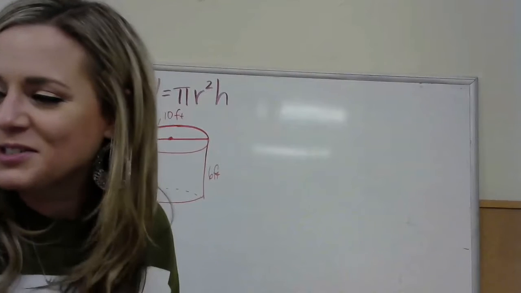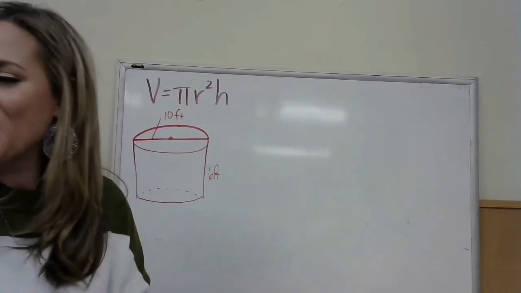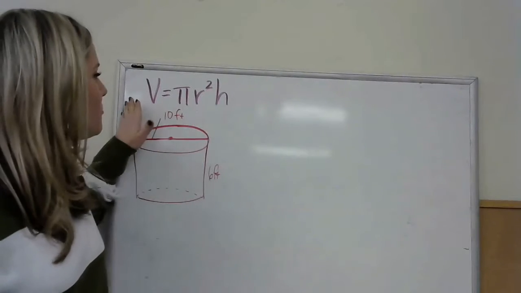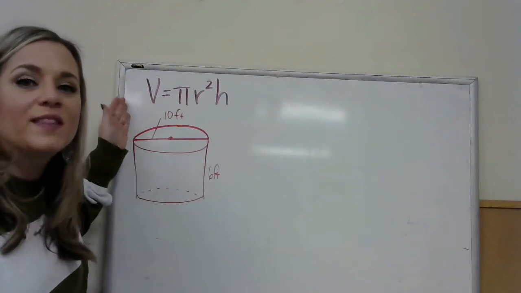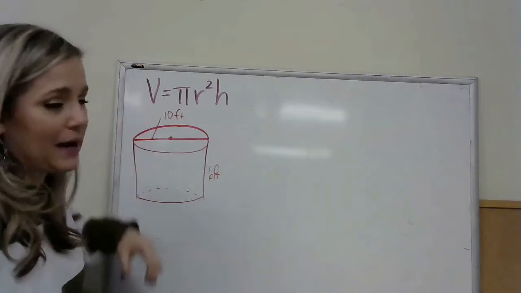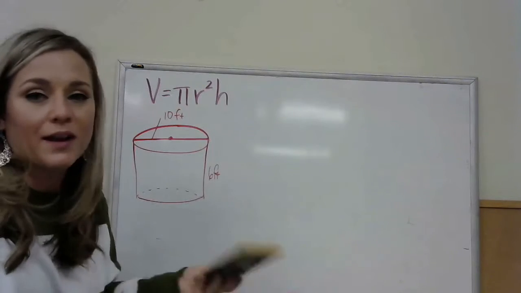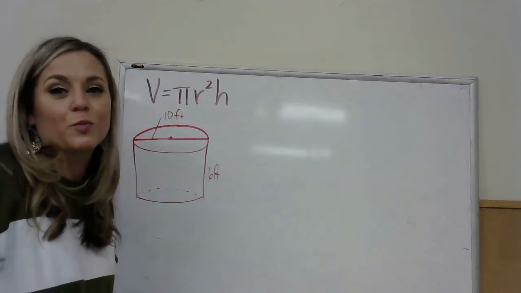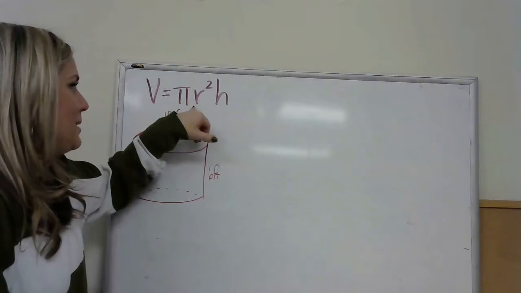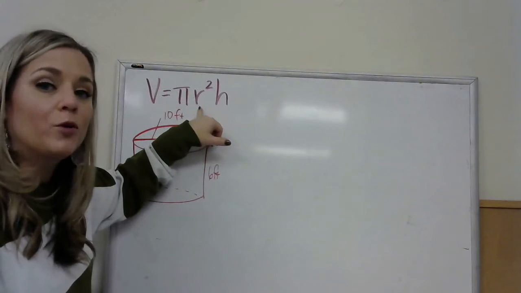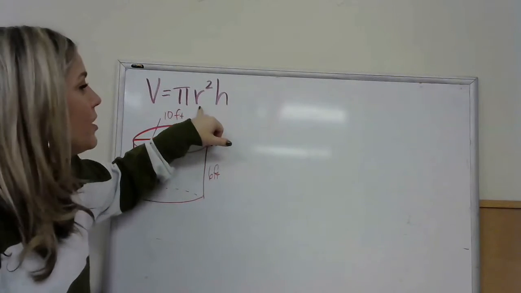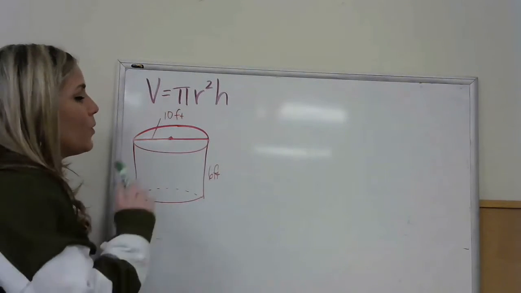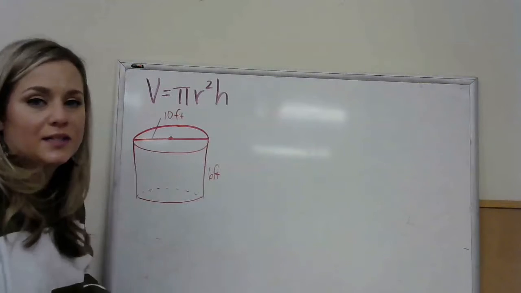All right, guys, so let's get started. I have the formula for you up here. What this means is volume equals pi, which is 3.14, but there is a button on your calculator for pi, so you don't have to have it memorized, but I'm pretty sure you probably already do. So pi times the radius, and remember you need to know the difference in radius and diameter, squared times the height. So the first thing we need to do is plug in some numbers.